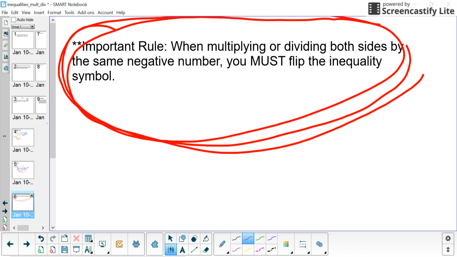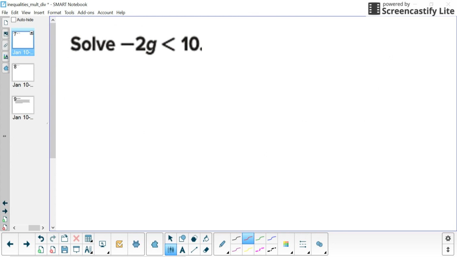So the important rule is when you multiply or divide both sides by the same negative number, you must flip the inequality symbol. Again, when you multiply or divide both sides by the same negative number, it has to be the same negative number while you are solving, okay, then you must flip the inequality symbol. So let me show you an example of that.